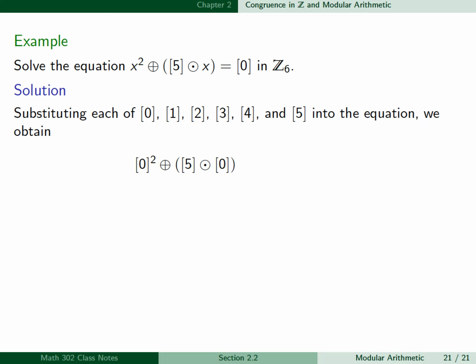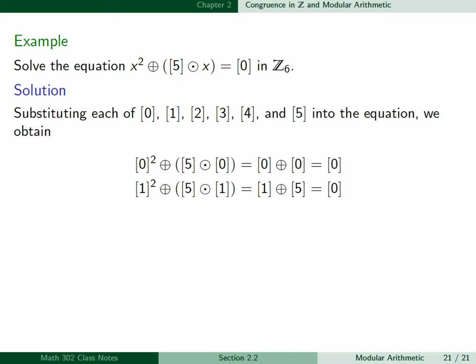For 0, we get 0 squared plus 5 times 0, which is 0 plus 0, which is equal to 0. So 0 is a solution. For 1, we have 1 squared plus 5 times 1, which is 1 plus 5, which is 6, which is 0. So 1 is a solution. For 2, we obtain 2 squared plus 5 times 2, which is 4 plus 10, which is 4 plus 4, which is 8, which is equal to 2. So 2 is not a solution.